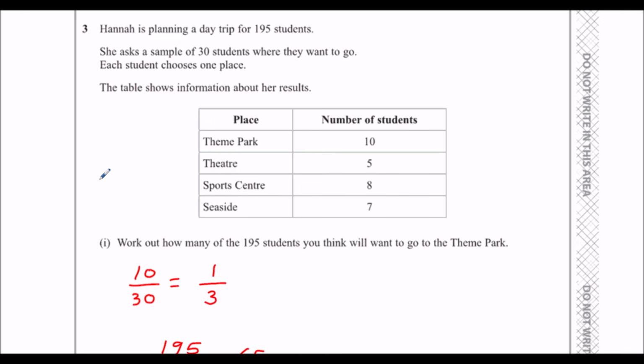So if there were students from different year groups going, and Hannah had only asked year 7 students where they want to go, the year 7 students might not want to go to the same place as the year 11 students. So the sample wouldn't be representative. Or if she'd only asked boys and there are boys and girls going on the trip, the sample wouldn't be representative of that 195 students.